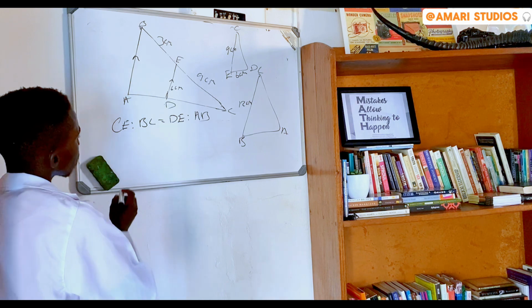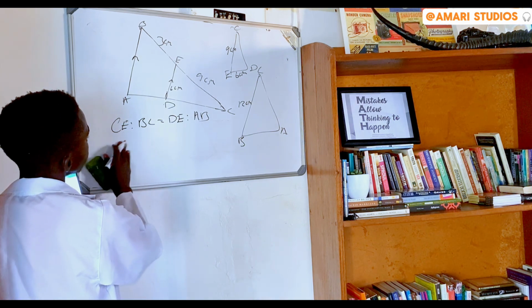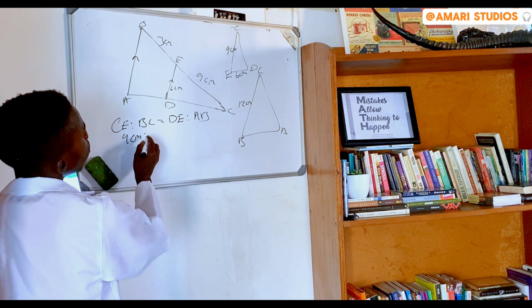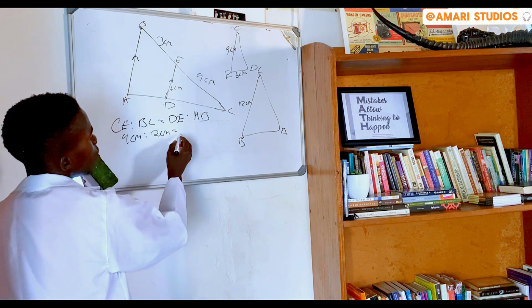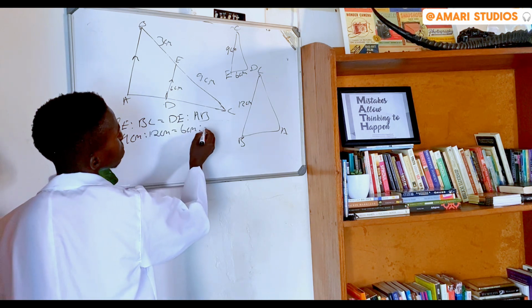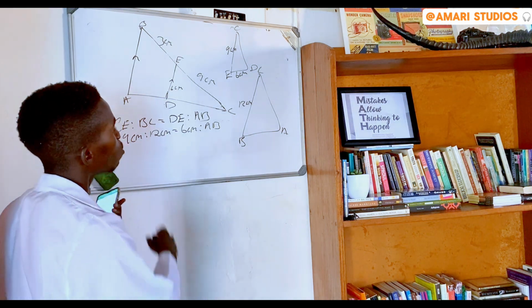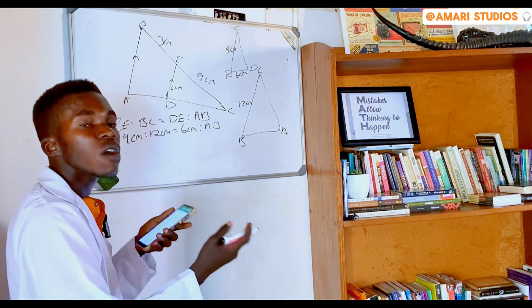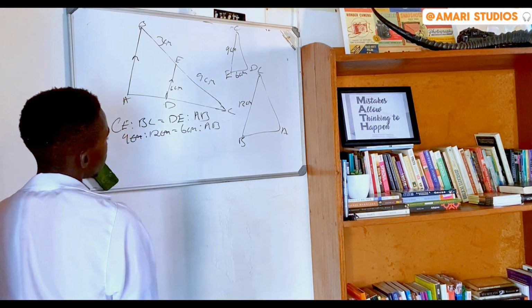Now the value of CE is 9 centimeters. The value of BC is 12 centimeters. Then the value of DE, we have 6 centimeters. We are finding the value of AB. So for us to find the ratio DE to AB, we need to have the value of AB. So now the centimeter and centimeter, they divide.